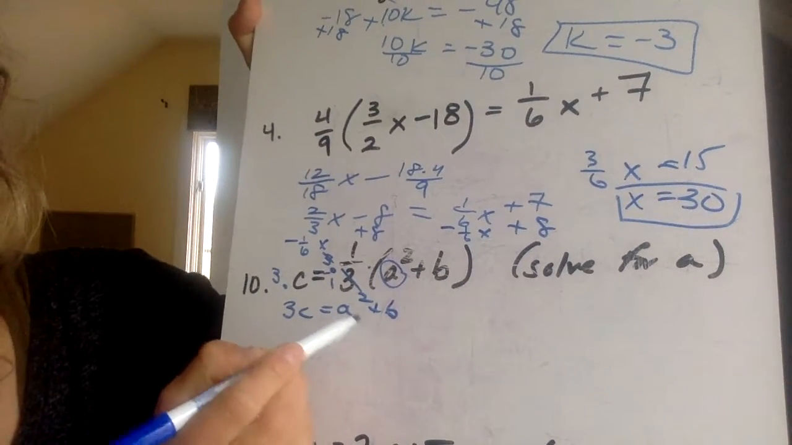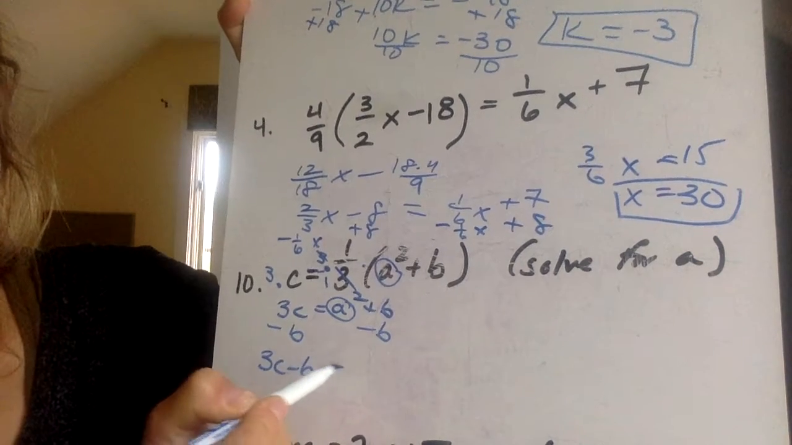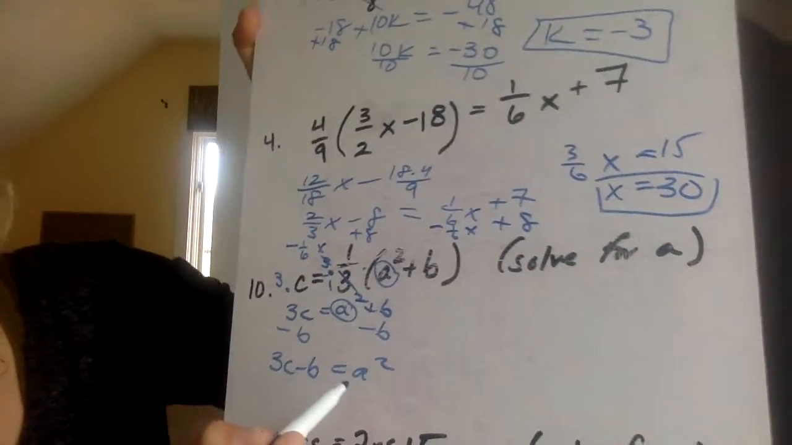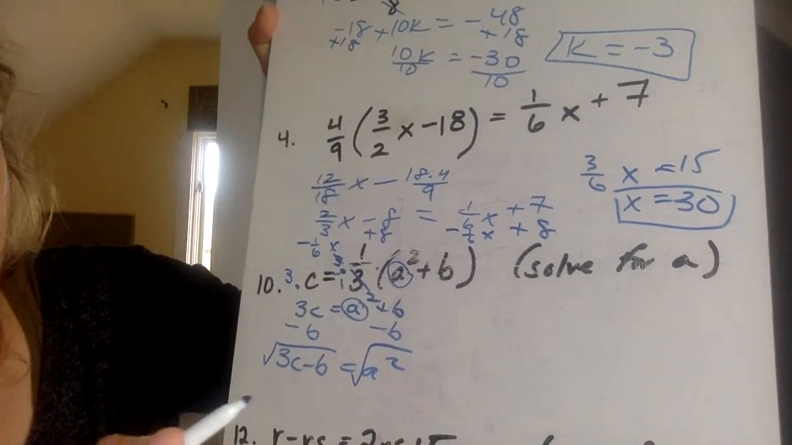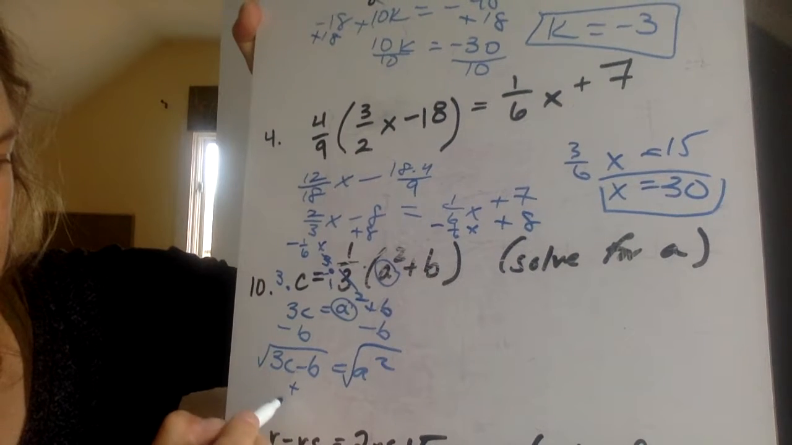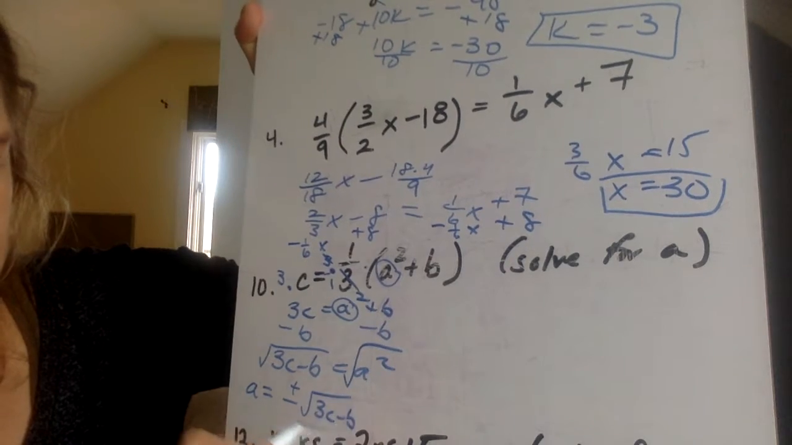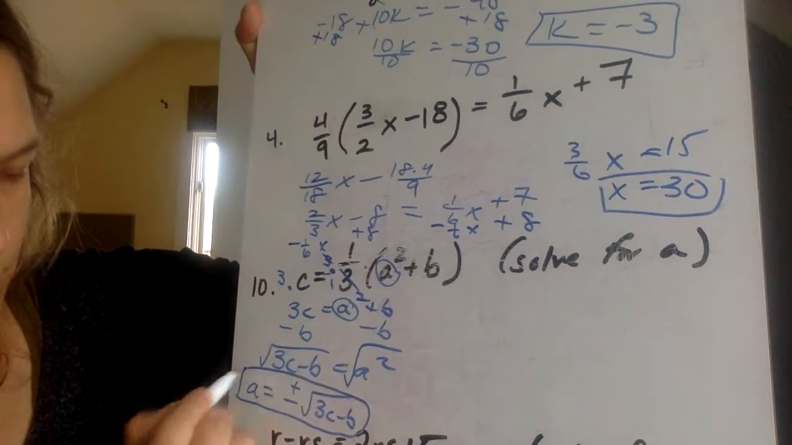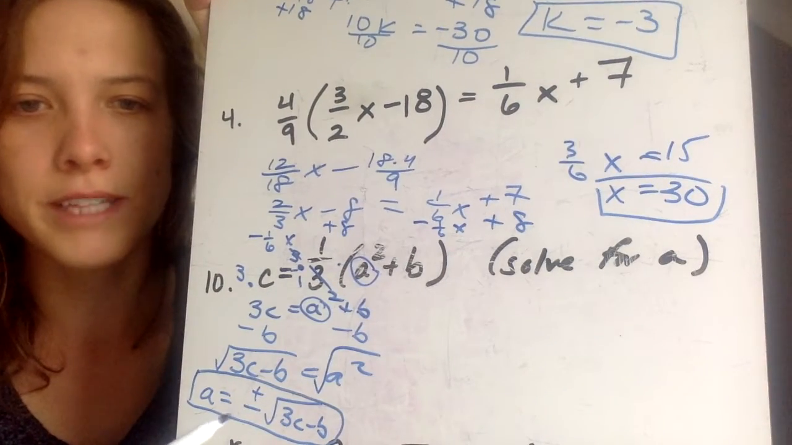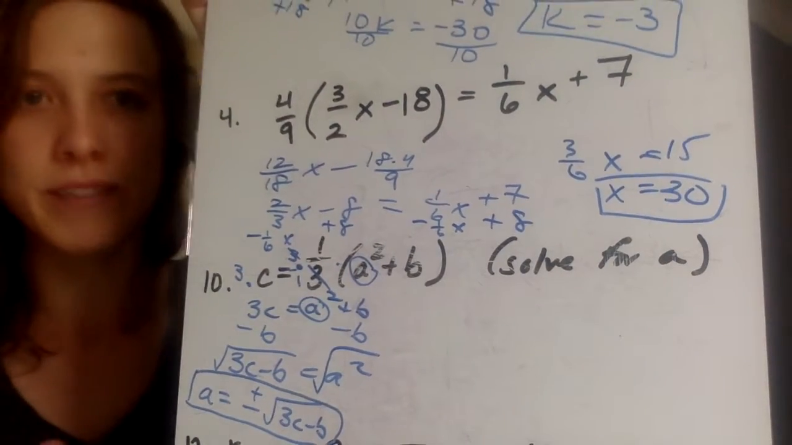So my next step should be to subtract b from both sides. So I get 3c minus b equals a squared. And then I'm sure you're all with me on this one. Gotta take the square root, because we just had a lot of practice with this. So my answer would be a equals plus or minus the square root of 3c minus b. And remember, I have the plus or minus there because when I multiply 2 negatives times each other, I get a positive. And when I multiply 2 positives together, I get a positive. So it can be both answers.